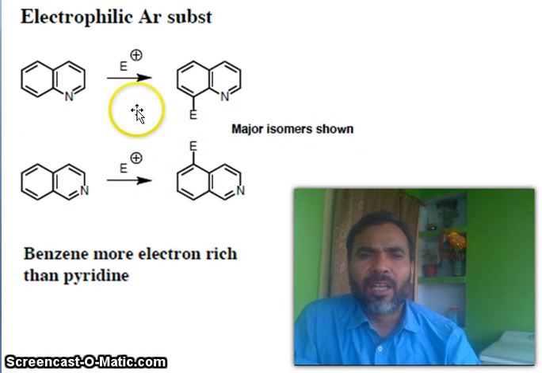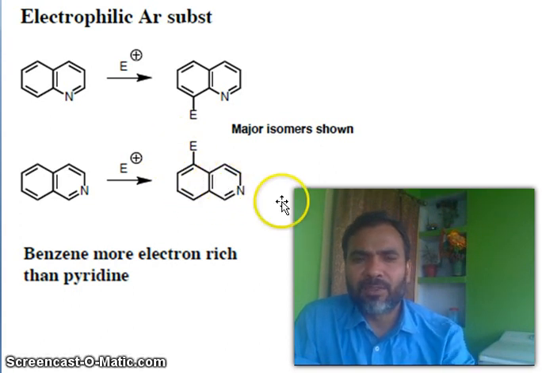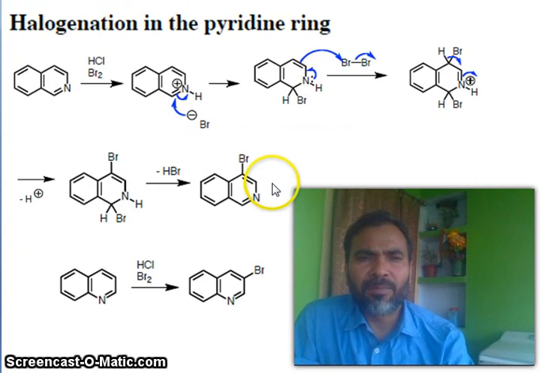Now electrophilic aromatic substitution. Because we know this is an aromatic compound, it must give electrophilic aromatic substitution reactions. So the major product, the major isomer, you will get this one. So benzene is more electron rich than pyridine. This is the pyridine ring and this is the isoquinoline ring, quinoline. So you will get the electrophile attached all the time on this ring in comparison to this ring. Now this is the reaction mechanism.